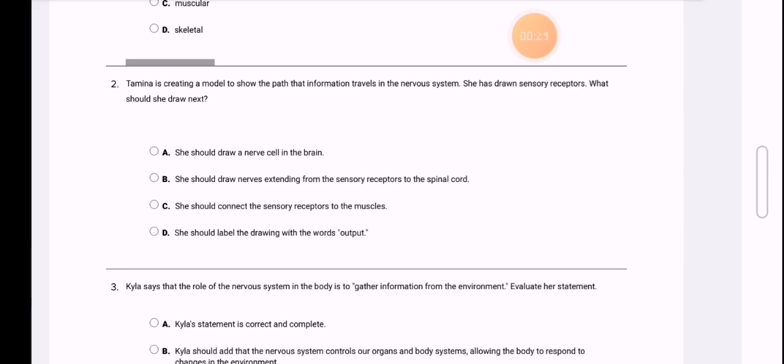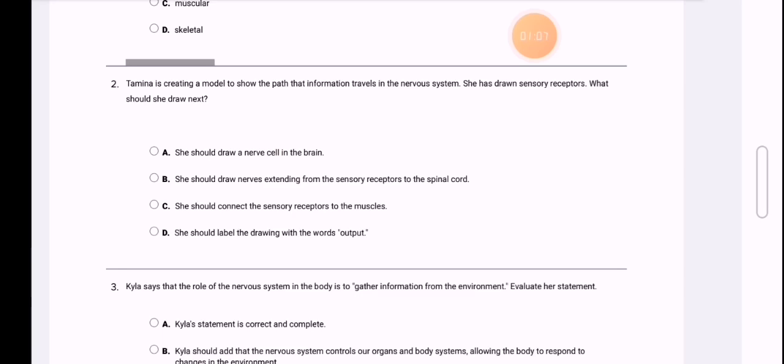Number 2, Tamina is creating a model to show the path that information travels in the nervous system. She has drawn a sensory receptor. What should she draw next? You have to know the sequence of our nervous system. At first, our five senses start to receive the information from the external environment, the stimuli, then start to send these messages to the brain through electrical impulses in the pathways of nerves and spinal cord.